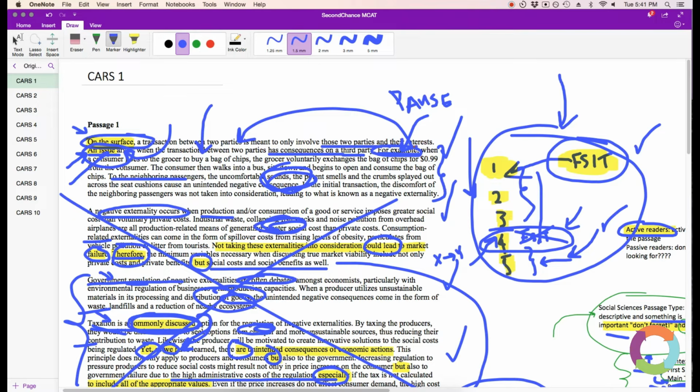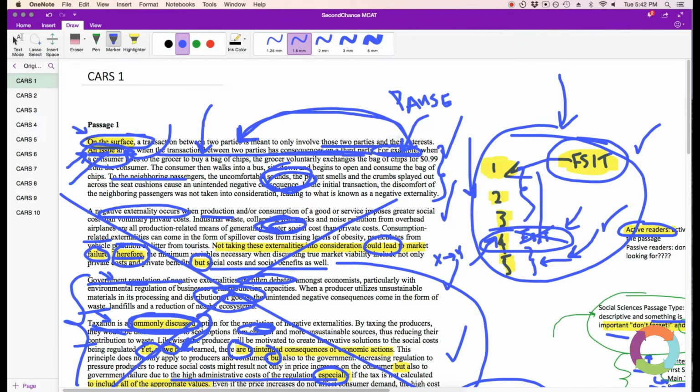The second step is to look at the context clues. Look at the sentence or the claims made immediately prior to that example. And the claim that's made is saying that an issue arises when the transaction between 2 parties has consequences on a third party. So that's the claim being made, that there's an issue when a transaction has consequences on a third party.